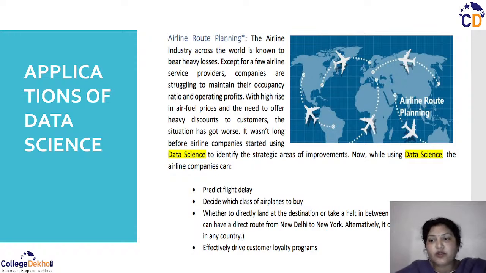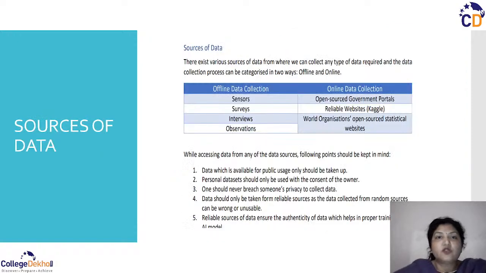Now let us go into the detail part: how it works, how it collects the data, what the types of data are, what the sources of data are, and what the errors and issues behind that are. So what are the sources of data? There are two sources of data while collecting data. The first is offline sources and the second is online data collection.